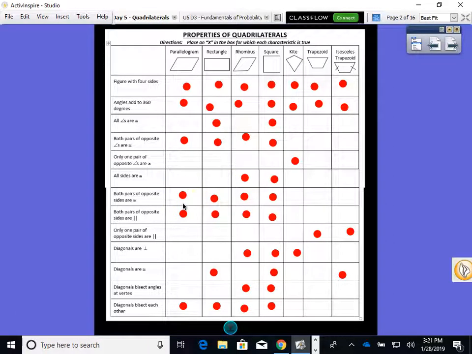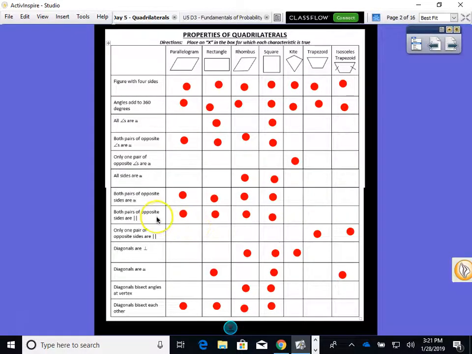Both pairs of opposite sides are congruent. So a parallelogram, yes, both pairs of opposite sides. These two have the same length and these two have the same length. Same way with a rectangle. Same way with a rhombus and a square because all the sides are equal. Now a kite, opposite sides aren't congruent. Trapezoid, opposite sides are not congruent necessarily. And then isosceles trapezoid, there is one pair of opposite sides that are congruent, but not both pairs. This category said both pairs.